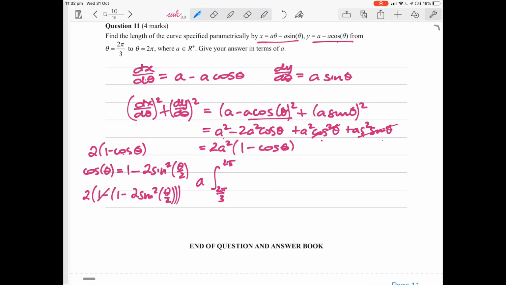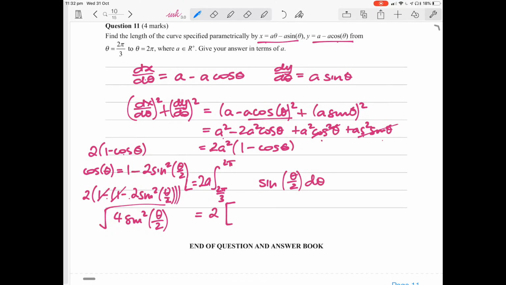So that 1 minus that 1 cancels. That'll become plus 2 sine squared theta on 2. So it's going to be 4 sine squared theta on 2, and then square rooted, which is 2 sine theta on 2 d theta. So I can put that 2 out the front. So L is equal to 2a.